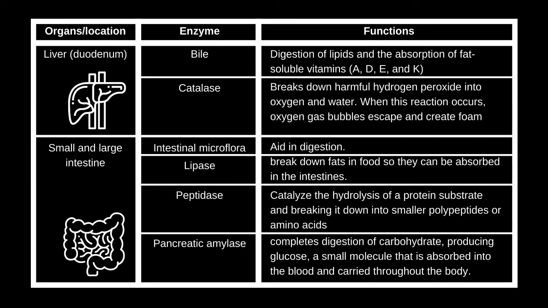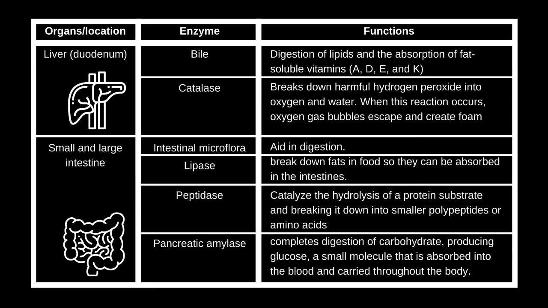At the duodenum, there is also bile that is secreted by the liver, and its function is digestion of lipids and the absorption of fat-soluble vitamins A, D, E, and K. There is also catalase that is found in the liver that can break down harmful hydrogen peroxide into oxygen and water. When this reaction occurs, oxygen gas bubbles escape and create foam.